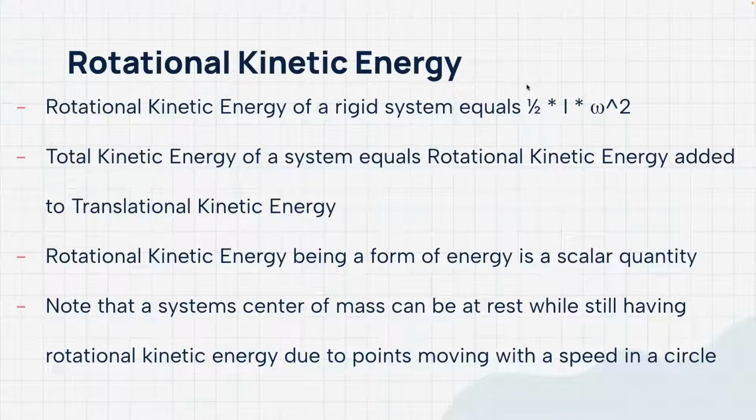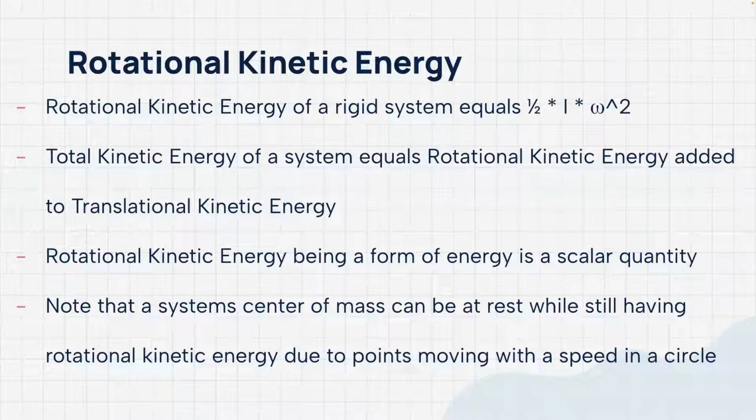So just as there's linear kinetic energy, there's also rotational kinetic energy. This is just equal to 1/2 moment of inertia times omega squared. This is pretty easy to remember since it's analogous to the normal kinetic energy. The total kinetic energy of the system just equals the rotational kinetic energy added to the translational kinetic energy. And rotational kinetic energy is also a scalar quantity, since all energy is a scalar.